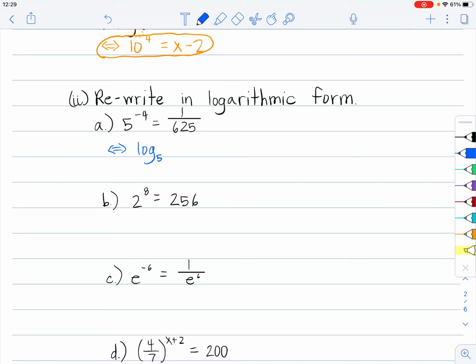So base raised to the answer is supposed to equal the inside. So log base 5 of 1 over 625 is going to equal negative 4. And I check this for myself by going 5 to the negative 4 equals 1 over 625. Check. Because base raised to the answer is supposed to equal the inside. 5 to the negative 4 is supposed to equal 1 over 625. That is a true statement. And so I put everything in its correct spot.